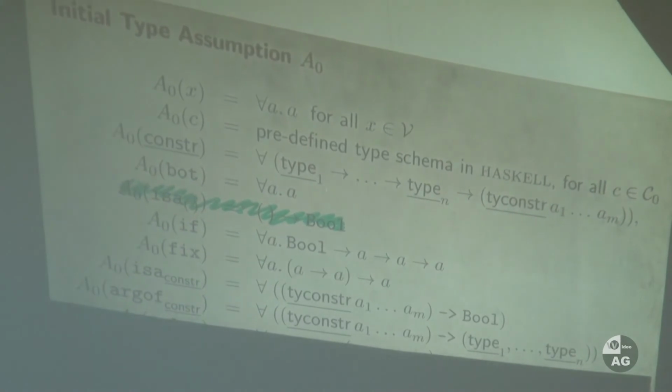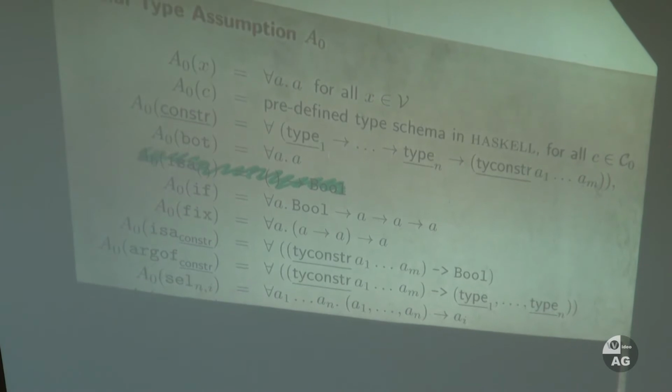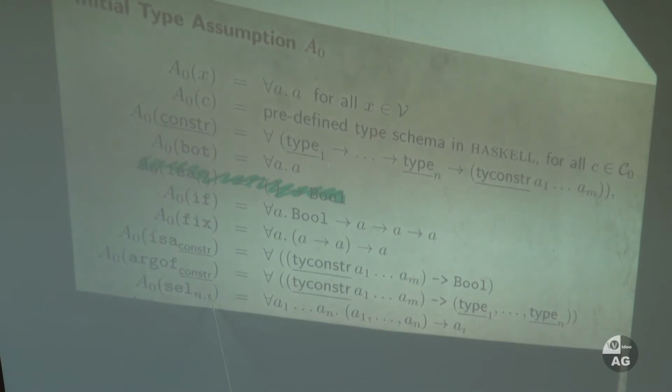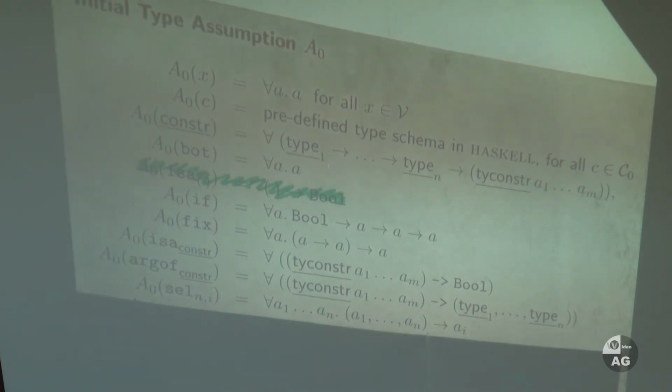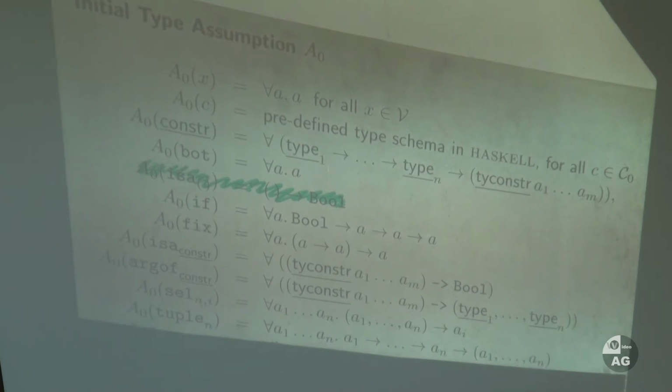And we had some more. We had these selection and tuple functions. So there's a selection function which takes a tuple with n components and selects the ith component. So the type is a function that takes a tuple with components a1 to an, and it returns the ith component. So the ith component has the type ai. And there is this tuple function as well, which produces tuples. So this takes n arguments and returns a tuple of these n arguments. So this should be the type of tuple n.